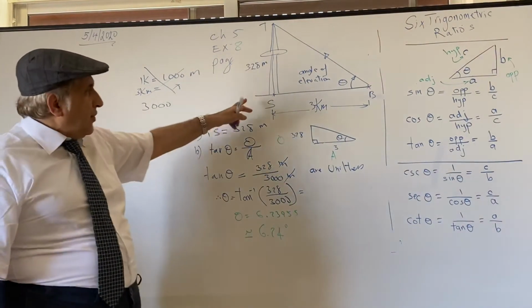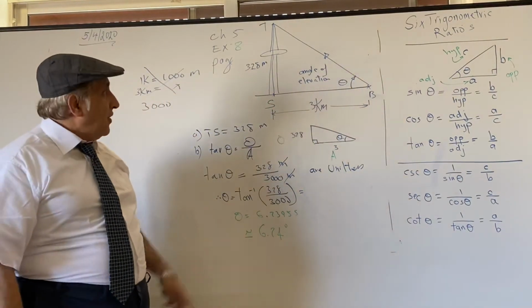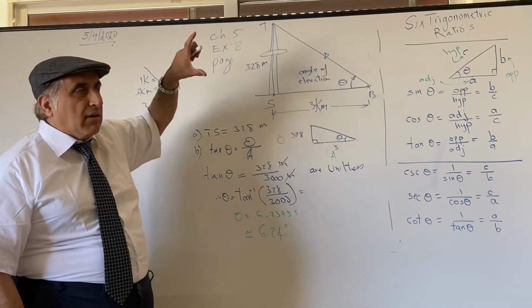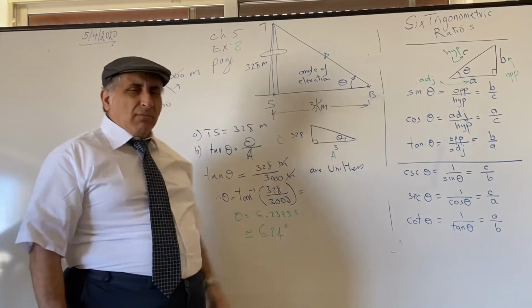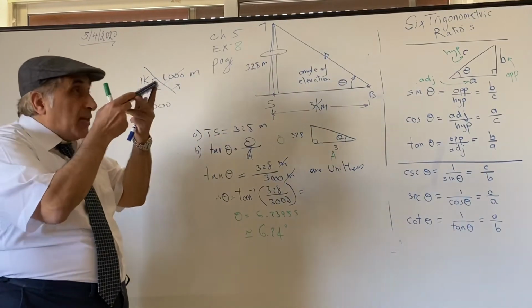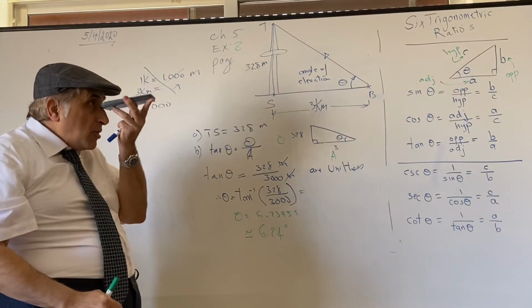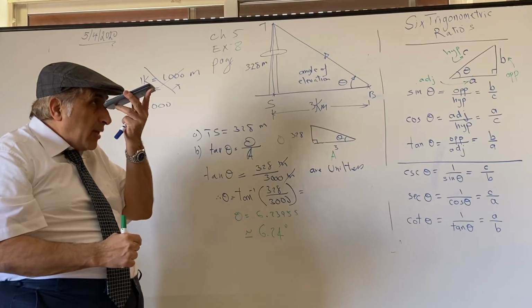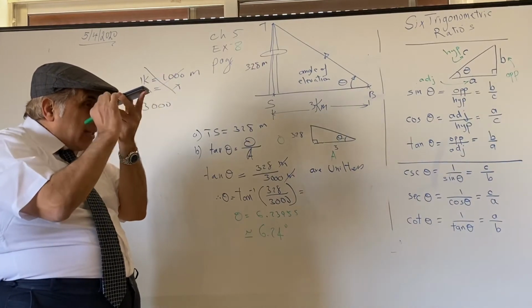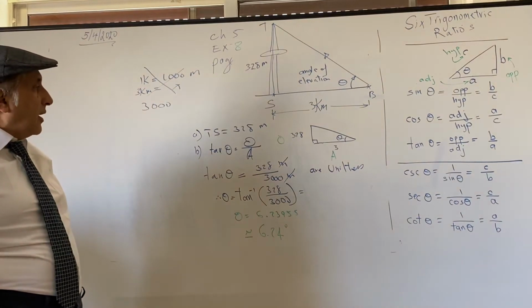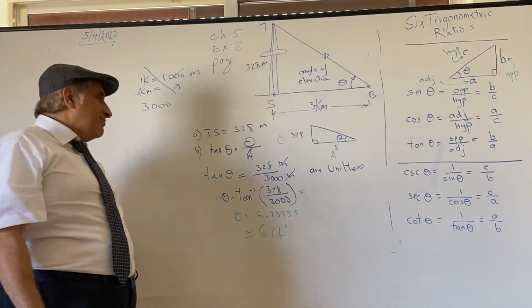Think about it. This is so big, 3 kilometers. Think about this. This is just about a quarter of a kilometer. So the angle is so small. I am looking at the tower from the horizontal. I'm looking this way. Oh, now I can see the top of the tower. It's an angle of 6.24.